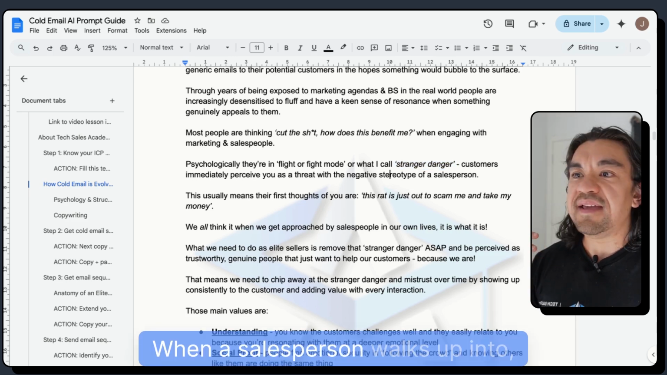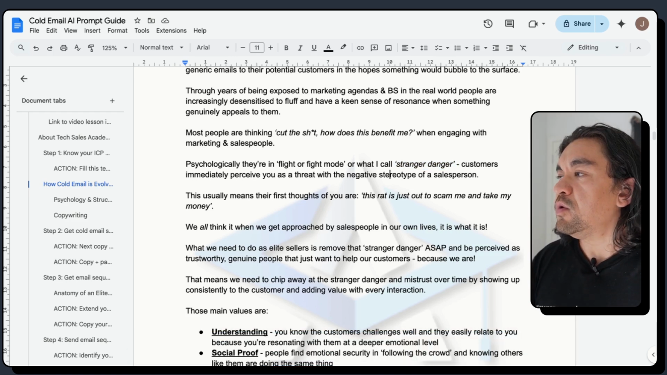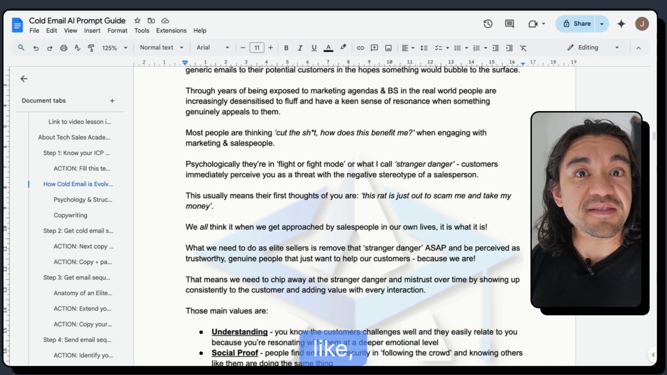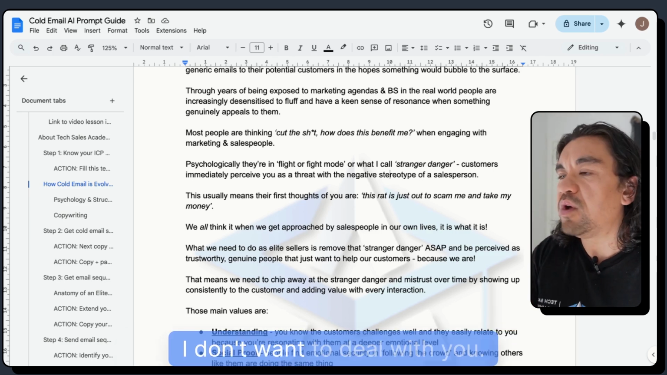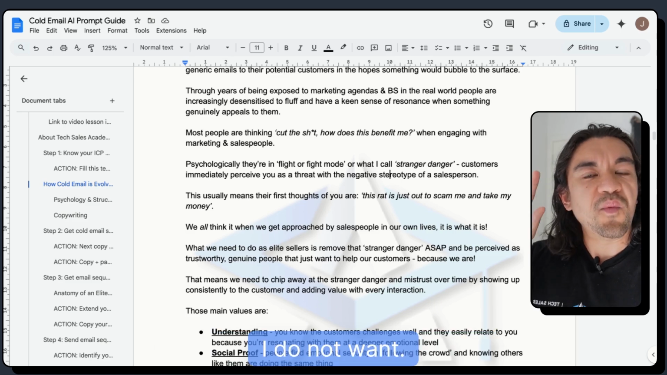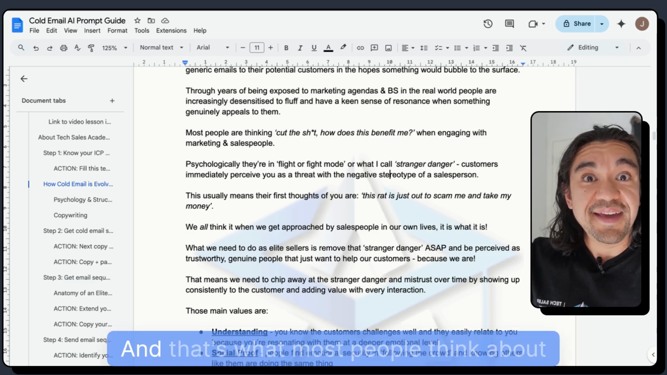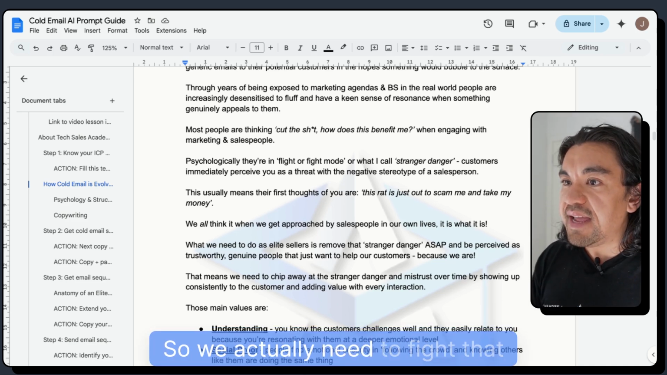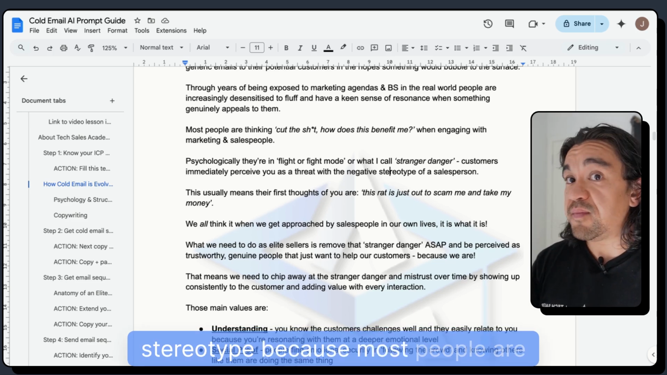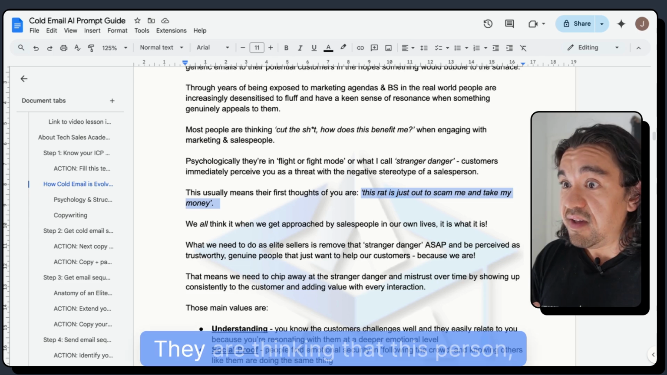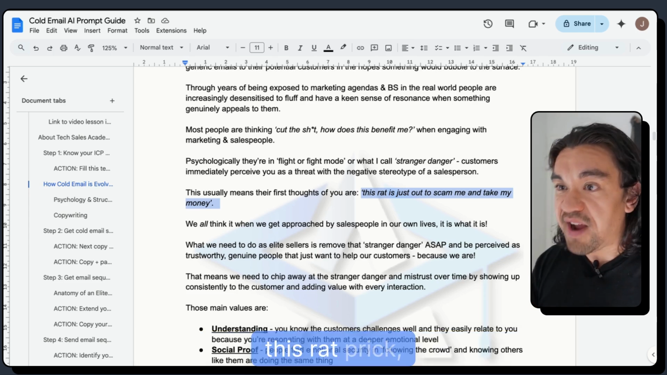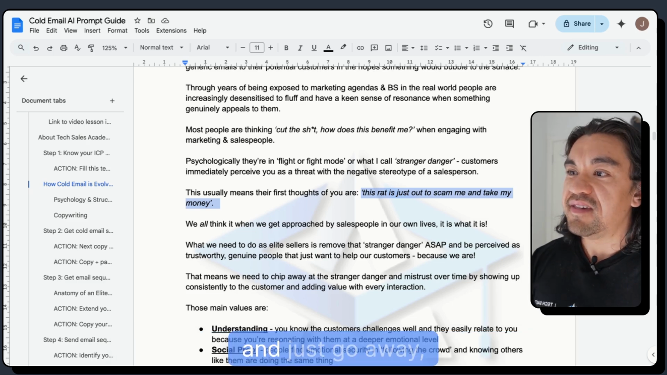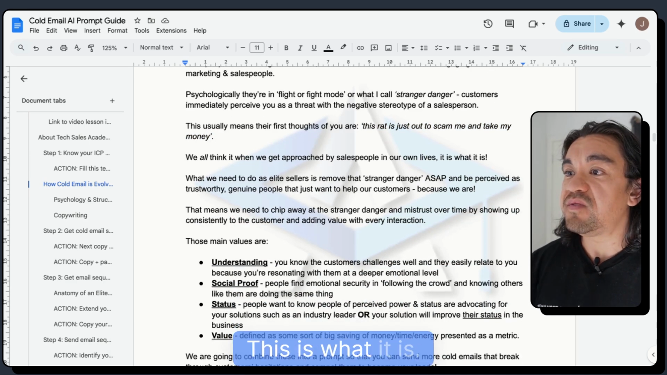Okay, when a salesperson walks up into any shop, you could just feel the agenda of the salesperson. Like, ugh, I don't want to deal with you. I don't need your help. Go away. And that's what most people think about salespeople, okay? So we actually need to fight that stereotype, because most people are thinking like this. They are thinking that this person, this rat prick, is trying to scam me out of my money and just go away, okay? This is what it is.